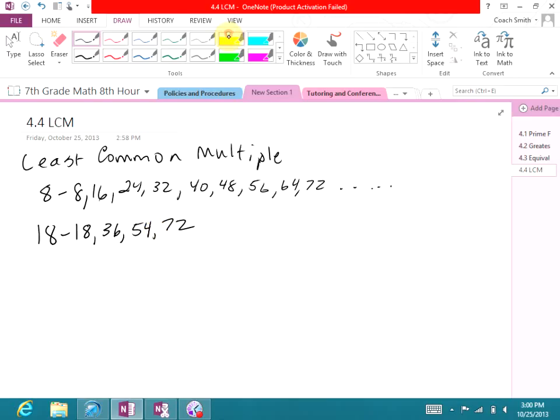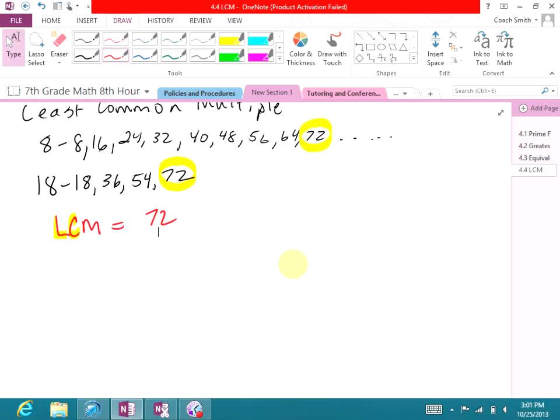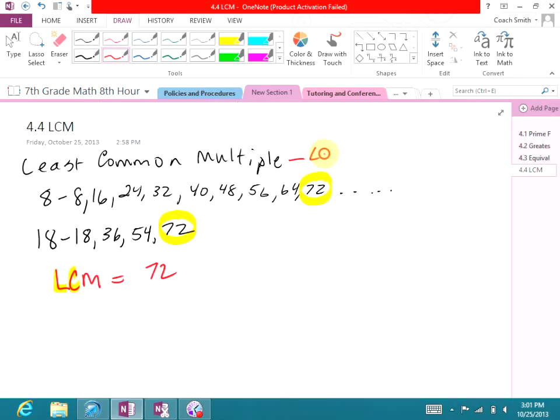Okay. Now, the first thing that I've run into that is common is 72. So the least common multiple, the LCM, is 72. Now, obviously, with the numbers that we're going to have to find the LCM of, it would not be practical to list the multiples to find the LCM. Okay? So, the other way that you can find the LCM, this was listing the multiples.